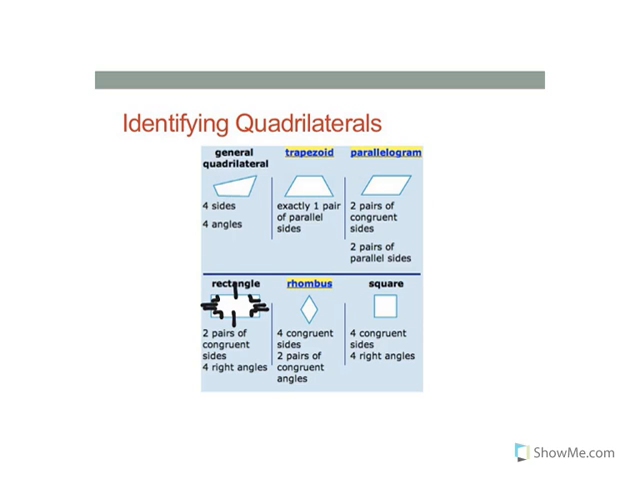A rhombus has 4 congruent sides, so instead of pairs, this means all sides are congruent, and 2 pairs of congruent angles, meaning that our angles here are congruent and our angles here are congruent. It's a very small figure, so that's hard to see. Finally, we have a square, which is 4 congruent sides and 4 right angles. So each of our sides is congruent. They have the same length, and every angle in a square is a right angle.